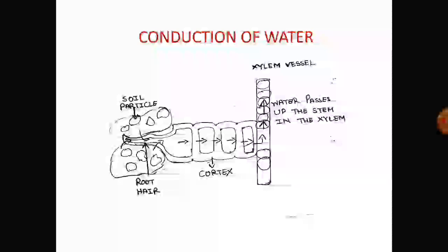In xylem, water moves only in upward direction. So, xylem forms a continuous channel that connects root to the leaves through stem and branches. And in this way, water is carried to the entire plant.